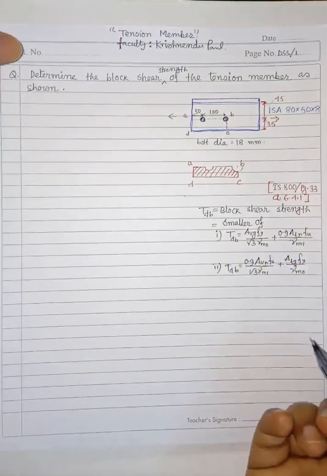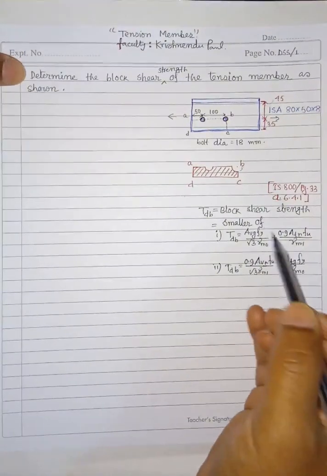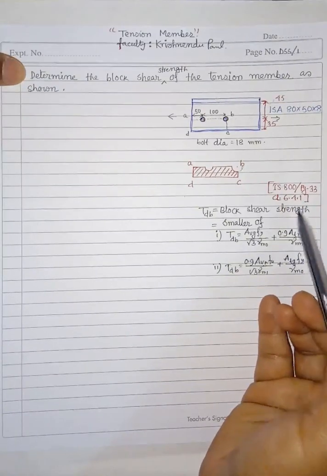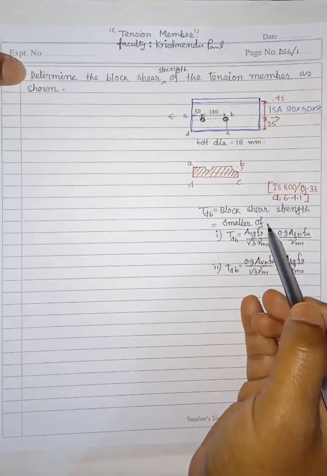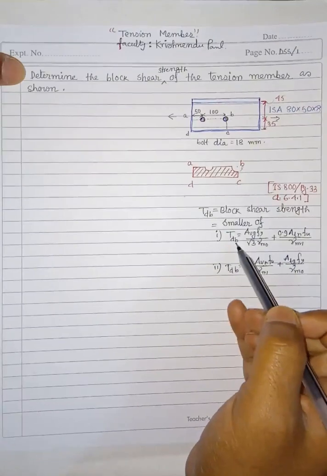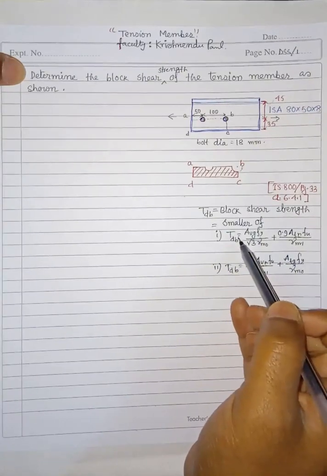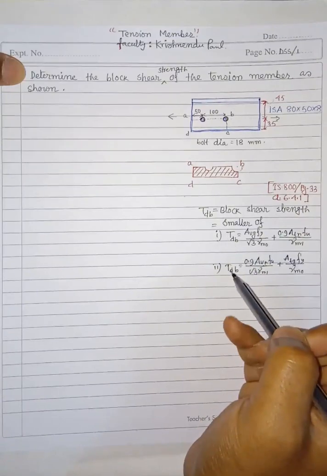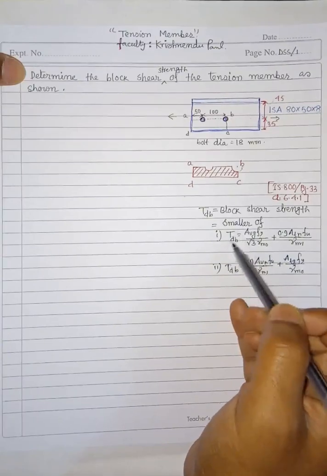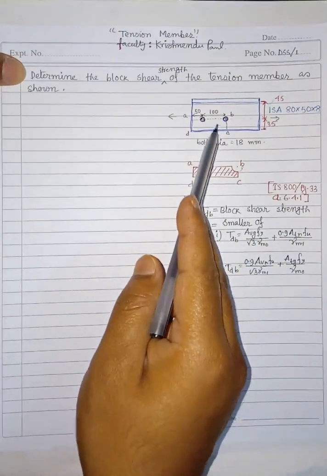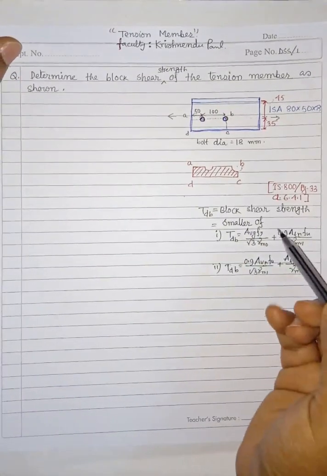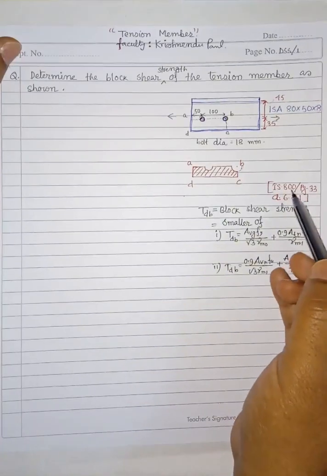If you can remember the code, in IS 800 page 33 clause 6.4.1, the block shear strength is described. It is the smaller of two values, Tdb1 and Tdb2. This is one equation, this is another equation. You have to find these two values, then out of these two values, whichever is smaller will be the block shear strength of this angle section. Now go to page 33 of IS 800.